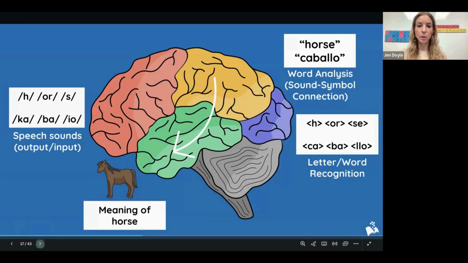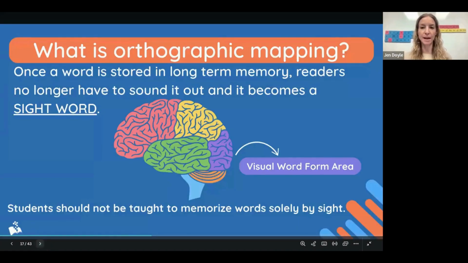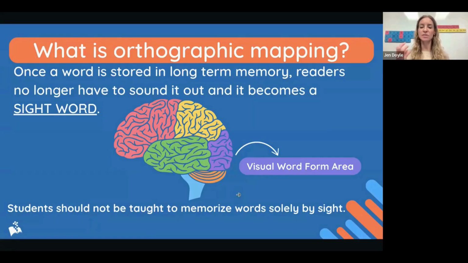And going back to orthographic mapping, let's really just talk about the ultimate purpose. The ultimate purpose of this is for readers to store a word in long-term memory, because when they have it stored, then they no longer have to sound it out, and it's then a sight word. And so it has to be stored in this visual word form area. It's kind of like a very organized filing system for words. And they're organized by pattern. It's not just haphazard or disorganized, they're very clearly organized.